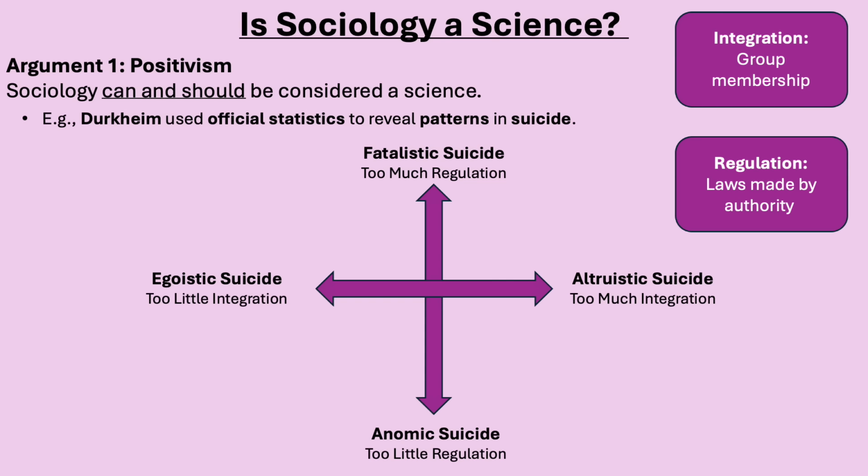An example of sociology being a science would be Durkheim's use of official statistics to reveal patterns in suicide, which is his famous study of suicide. So we have this little paradigm going on here. You have fatalistic suicide, altruistic suicide, anomic suicide, and egoistic suicide. Here we have integration, too little, too much. Integration meaning group membership, and too much, too little regulation, with regulation meaning laws made by authority. So Durkheim basically looked at the facts and the stats and came to this conclusion.